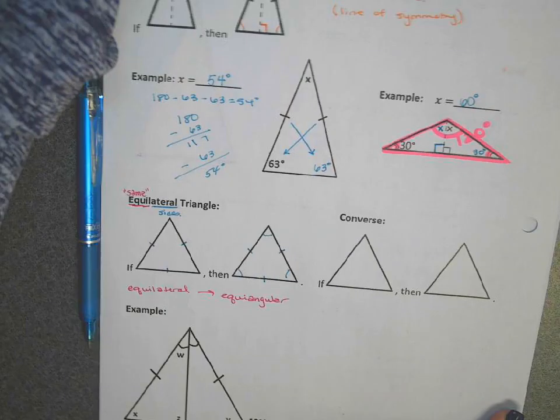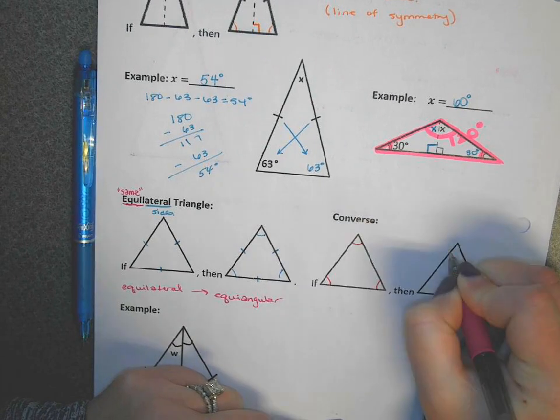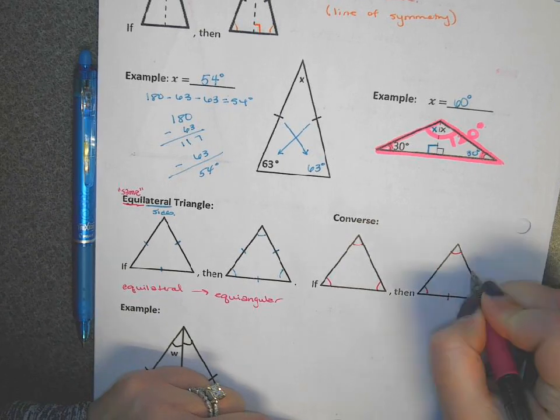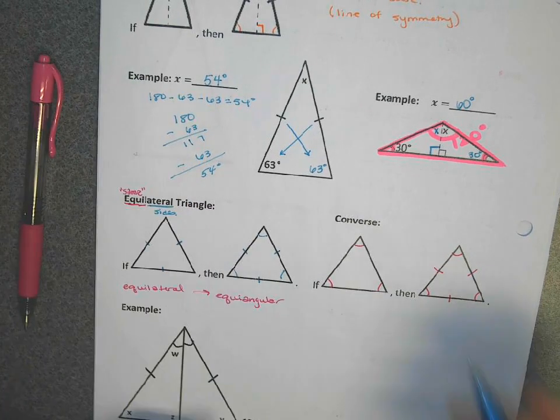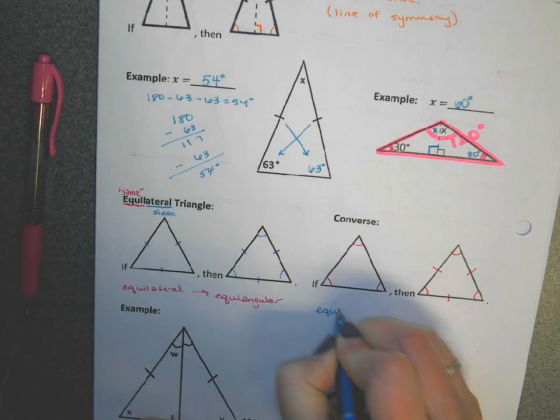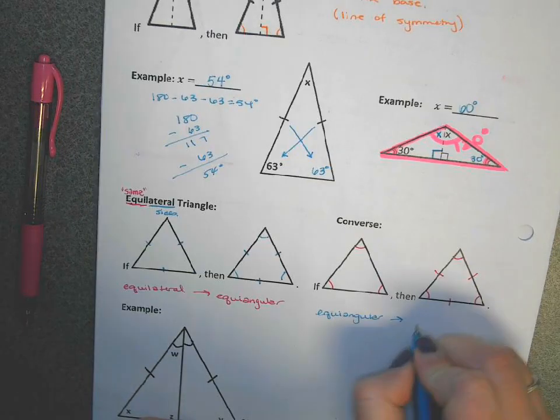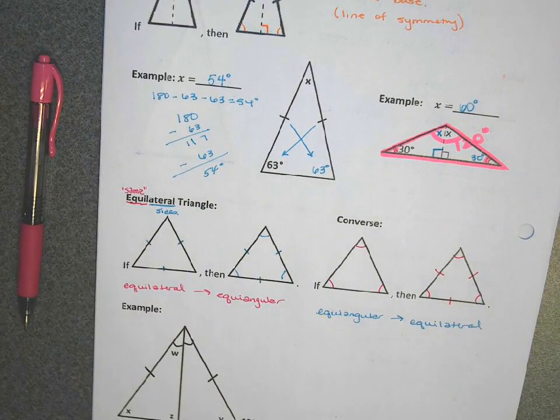Now if we look at the converse of that, if we're given congruent angles here, then we also know we have congruent sides. It's just the converse. So this one says if we have an equiangular triangle, then we know we actually have an equilateral triangle. Equiangular means equal angles. Exactly how it sounds.